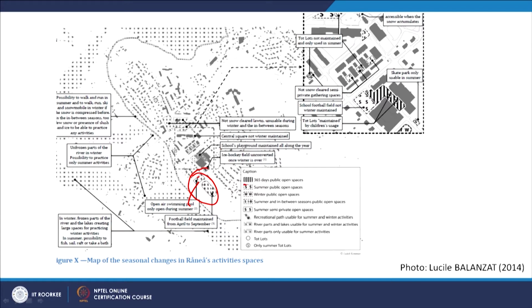And she mapped these out with annotations like the 365 days open spaces, the summer public open spaces, and the winter public open spaces. And there is also one more category called in-between seasons. Between summer and winter, in the transition time, there are certain places where spaces act as a kind of interactive zones.